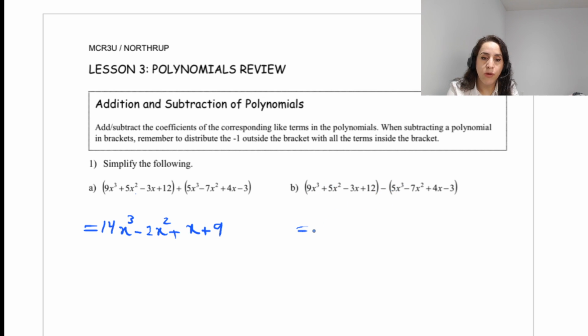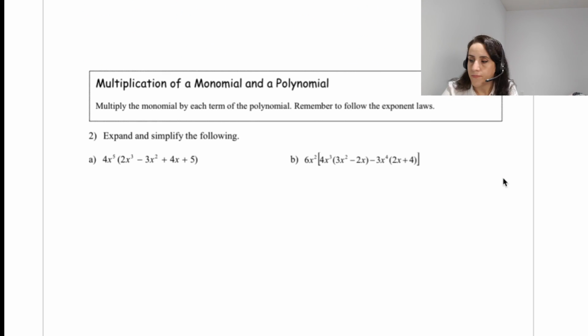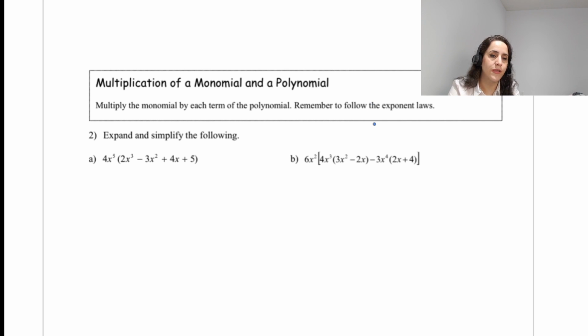9x to the power of 3 minus 5x to the power of 3. 5x squared minus negative 7x squared. This minus and minus is going to make a positive, then it's going to be 12x squared. Negative 3x minus 4x is negative 7x, and 12 minus negative 3 is going to be 15. I'm sure that you learned this stuff in grade 10 and you are confident about these ones. How about the multiplication? Let's do a question for the multiplication.